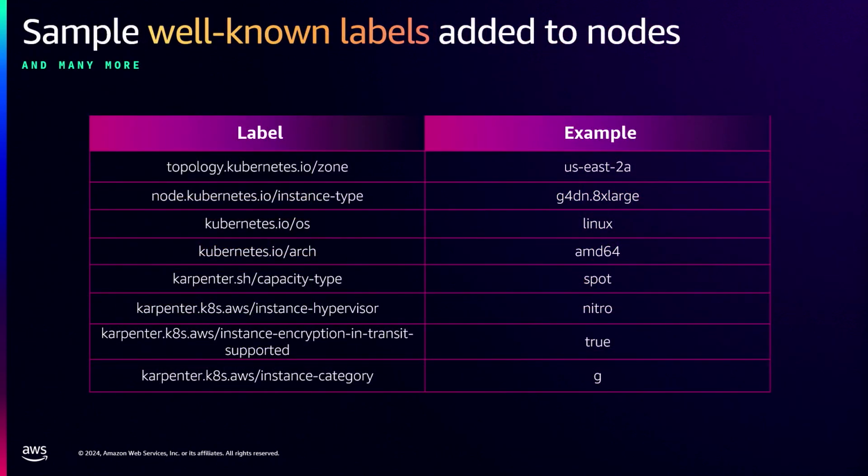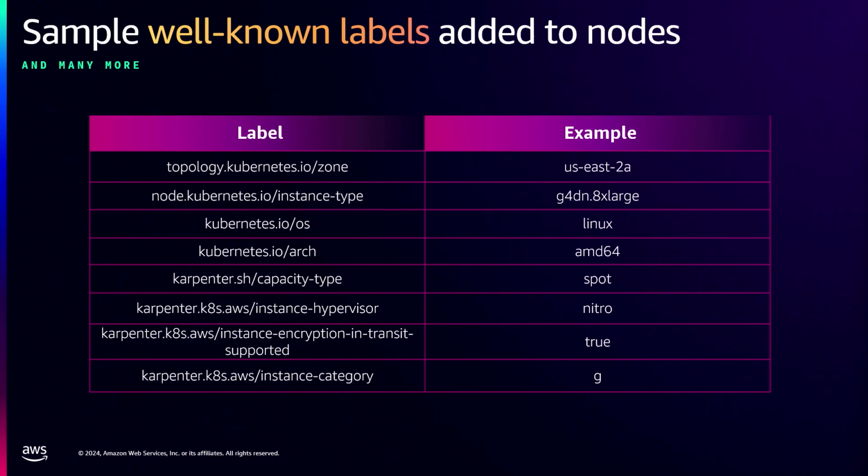Karpenter will also attach well-known labels to your nodes. You do not need to do anything special. For example, the zone, instance type, operating system, etc. So you can use all these fields in your pod specification file for scheduling.